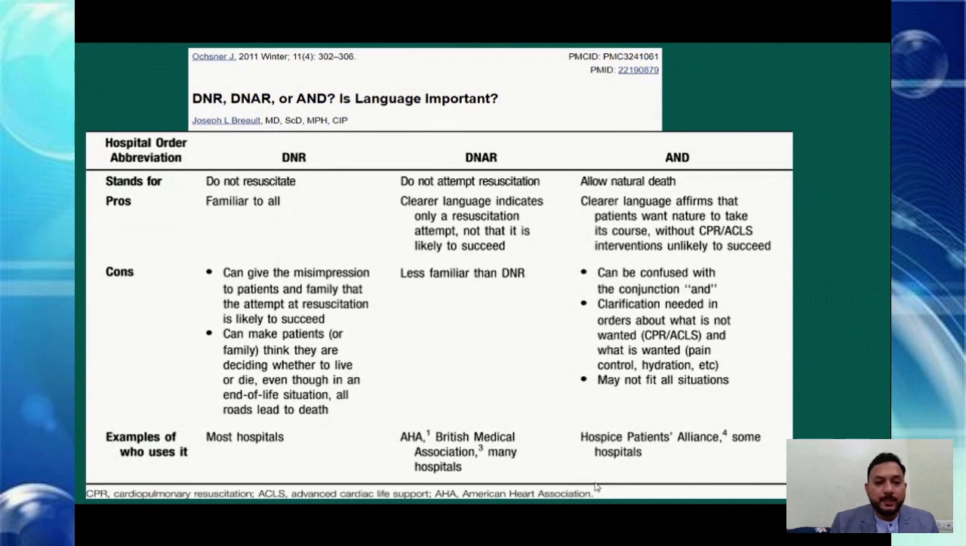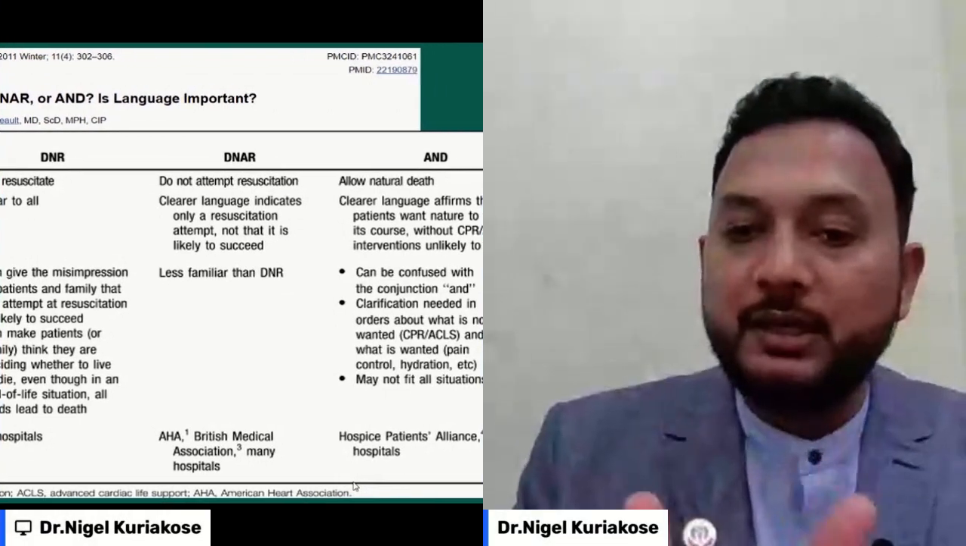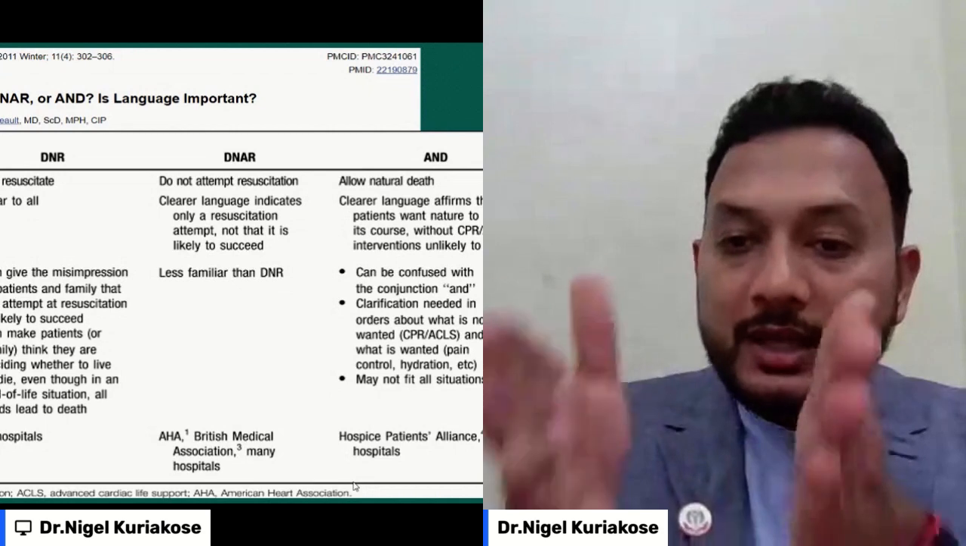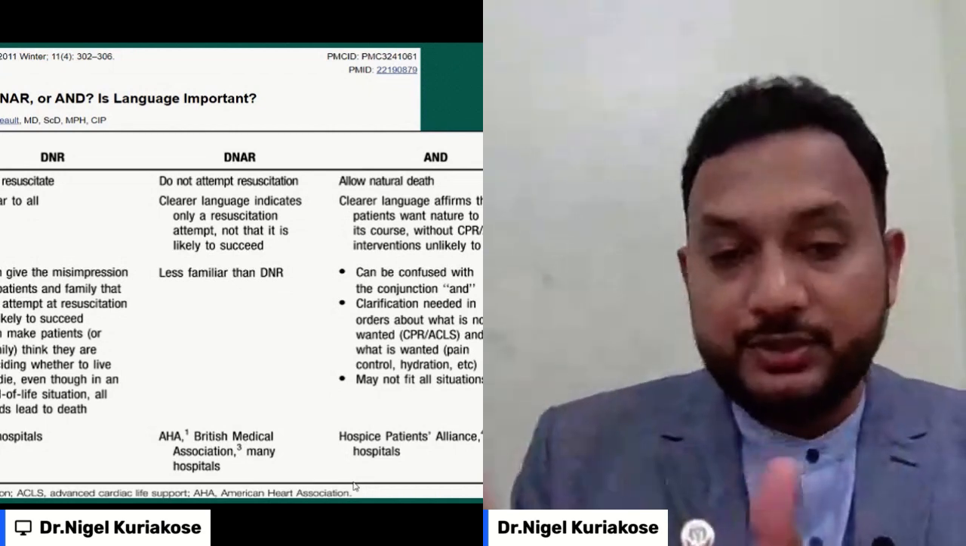Now, what are the cons? DNAR can give the misimpression to patients and family that the attempt at resuscitation is likely to succeed, a false hope. It can also make patients or their family think they are deciding whether to live or die, even though in an end-of-life situation, all roads lead to death. DNAR is less familiar than DNR, as I already mentioned. A&D can be confused with the conjunction and, as you know, and clarification is needed in orders about what is not wanted and what is wanted. For example, we might need pain control, hydration, and everything. So this might not fit all situations.